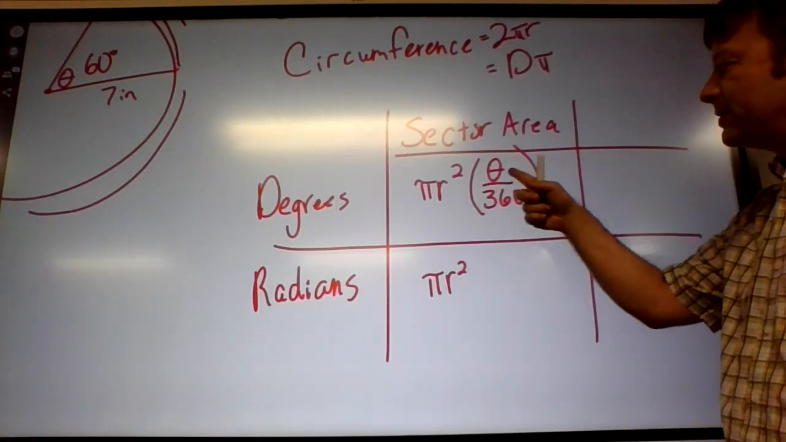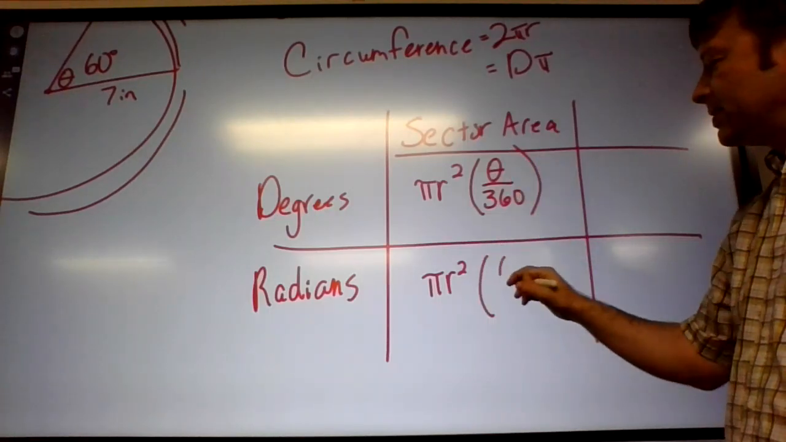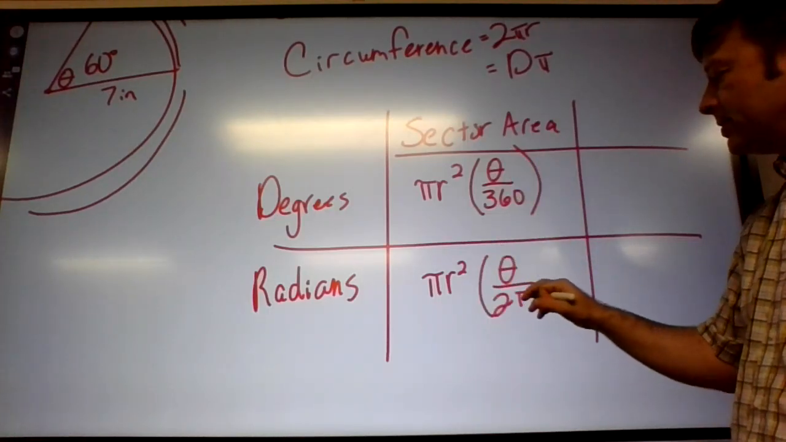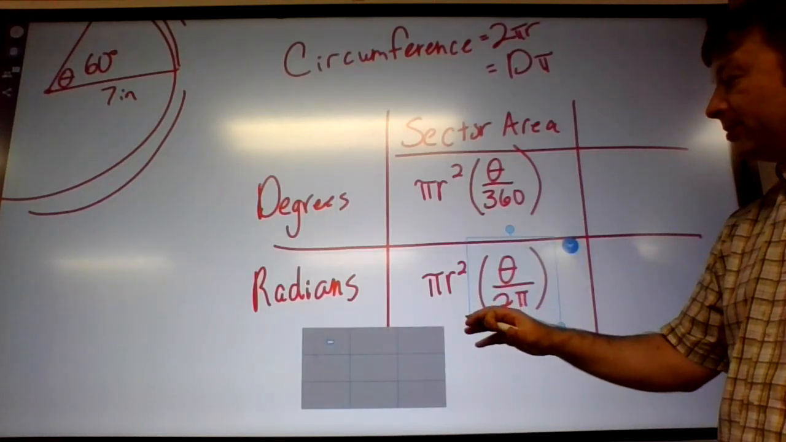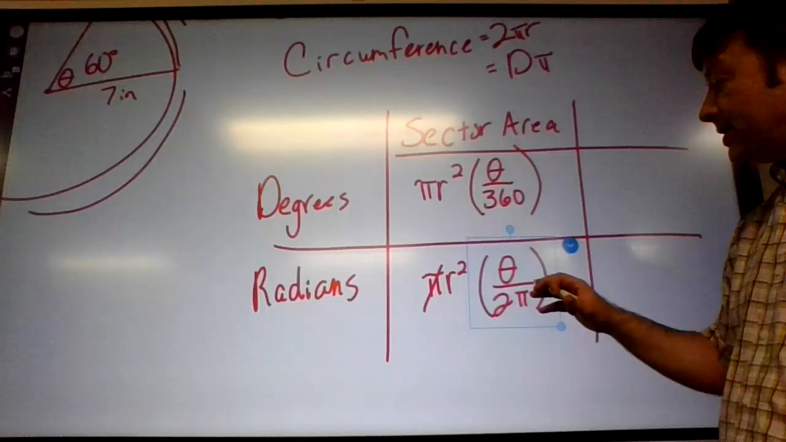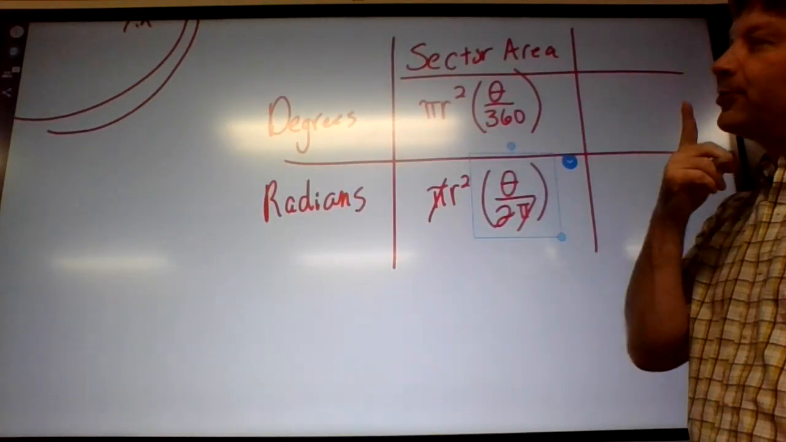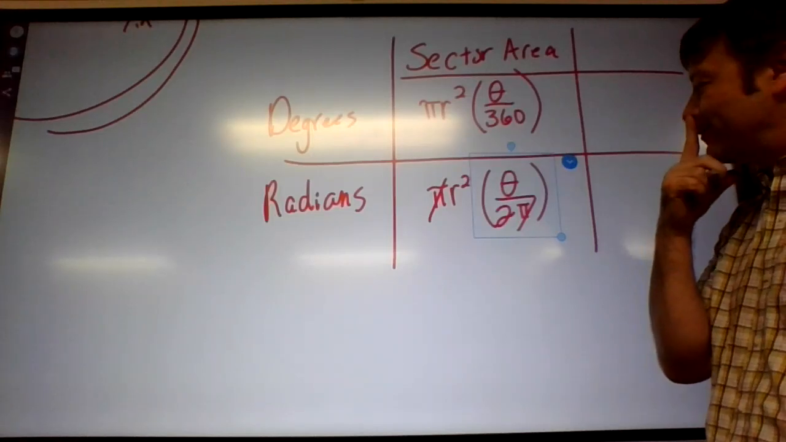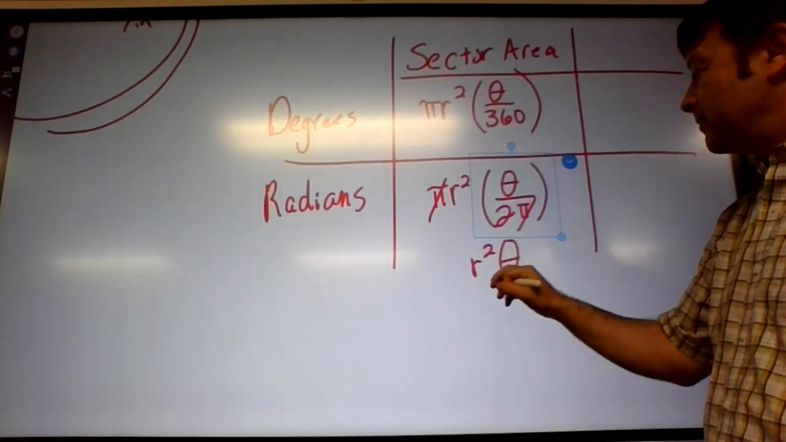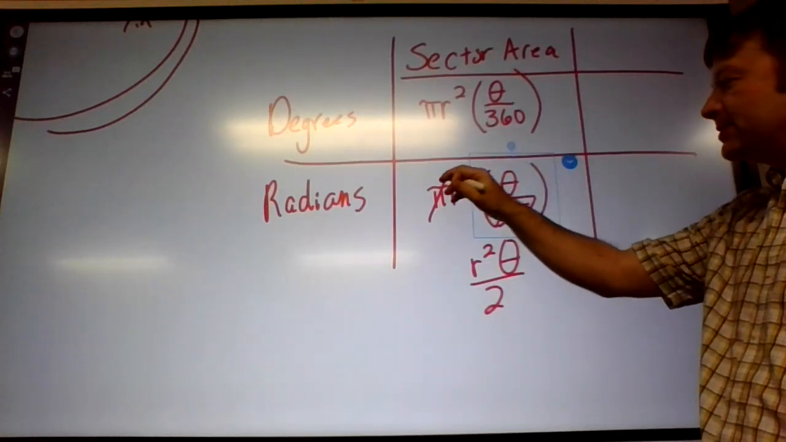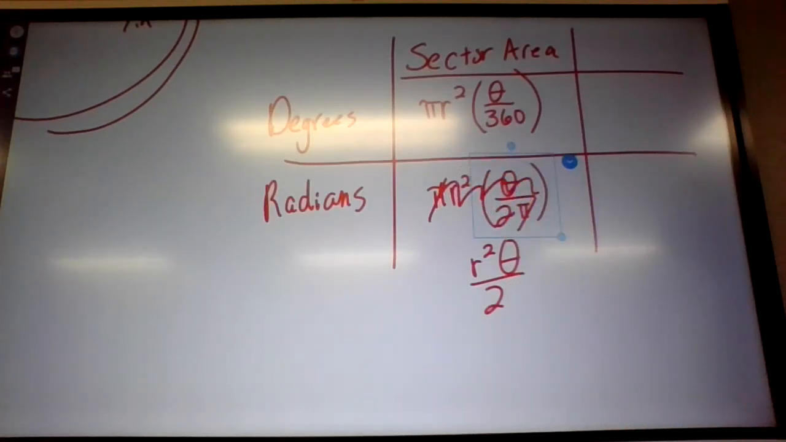Okay, radians. So the difference with radians is instead of theta out of 360, it's theta out of 2 pi. Because remember in radians, 360 is equal to 2 pi. And what happens is that this kind of cancels out. Do I write it with 1/2 or divide by 2? Divide by 2. Okay, so it's r squared theta divided by 2. So just ignore this part. This is where it came from, but it simplifies to that.